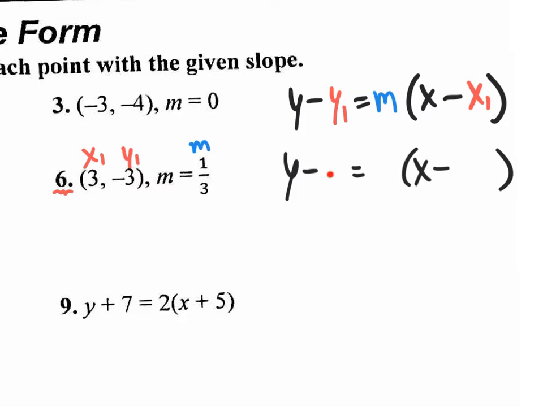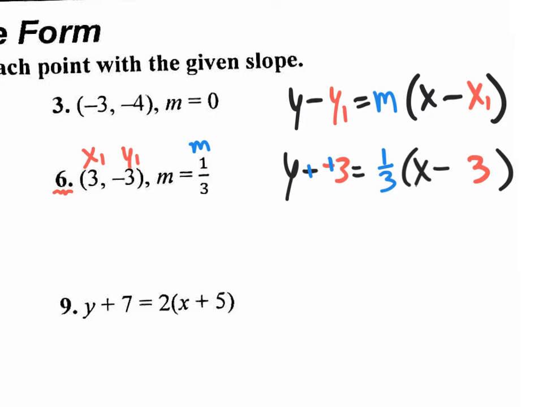Anyhow, what is y1? y1 is -3, so let's put a -3 right there. Our m value is 1/3, so let's put a 1/3 right there. And last but not least, our x1 value goes right here, and x1 happens to be +3, so I just write a 3 right there. The only other thing you could do to make this look nicer is change the minus to a plus. So there's your point-slope form equation, and that's what they want: the point-slope form equation given the point and the slope. It's the easiest thing to do.